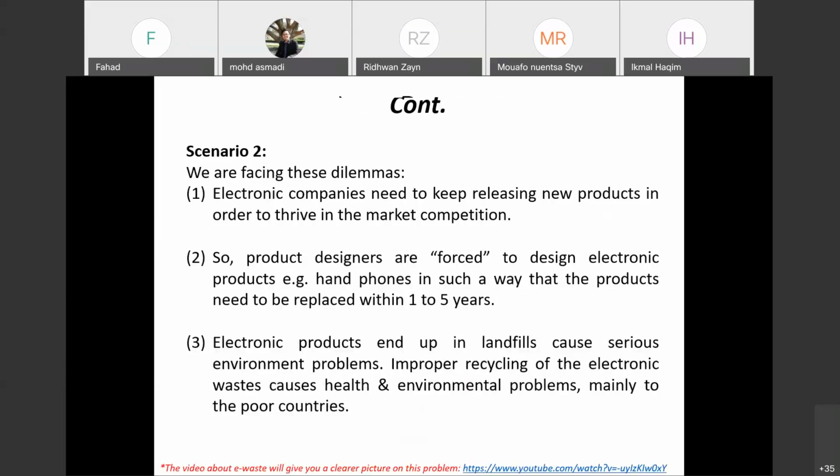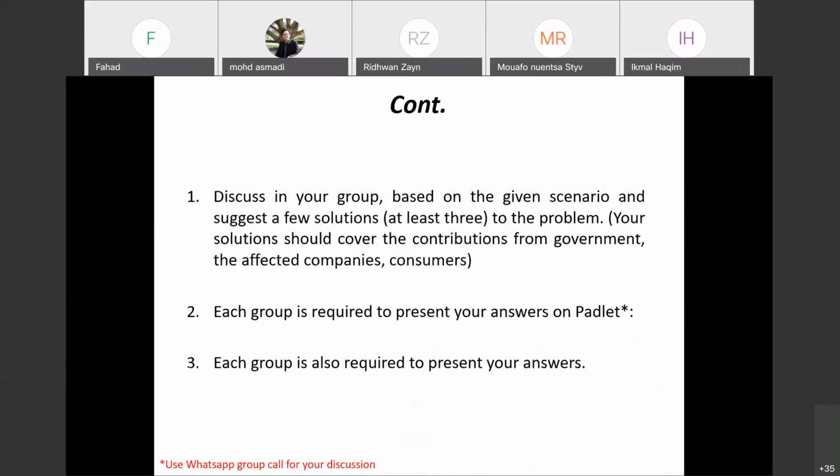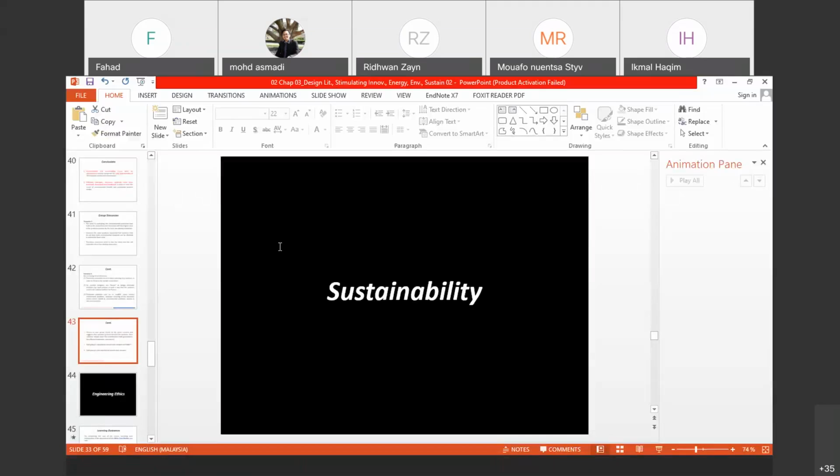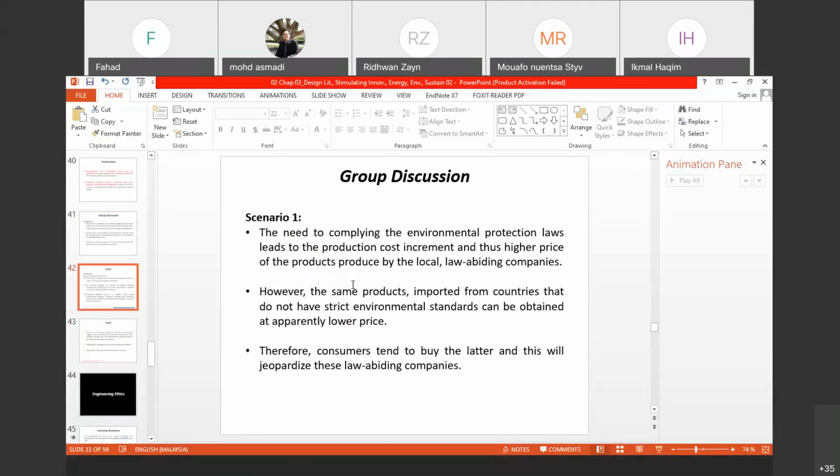And this is the question. Discuss in your group based on the given scenario and suggest a few solutions, at least 3, to the problem. Maybe I can merge into one slide.